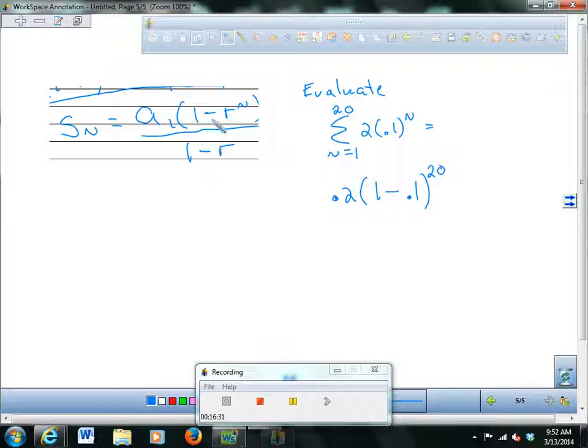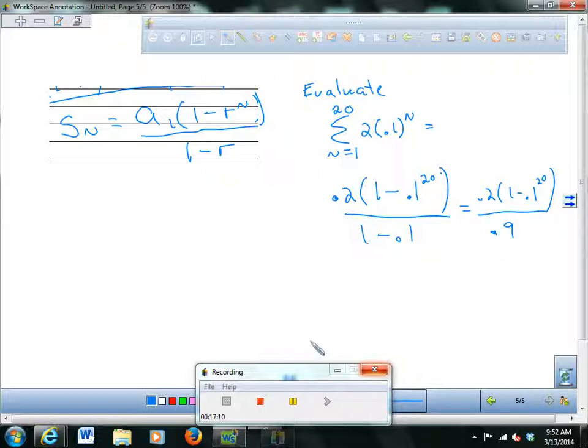It's in the parentheses: 0.1 raised to the 20th power. That has to be in parentheses like that. Over 1 minus 0.1. Okay? So on the top you have 0.2 times 1 minus 0.1 raised to the 20th power, which is a number very close to 0.2. And down the bottom you have 0.9.